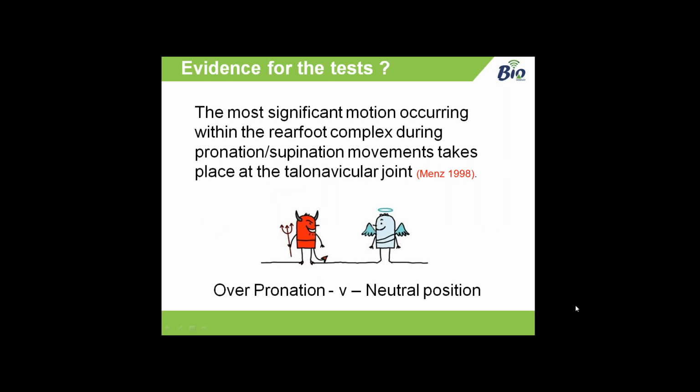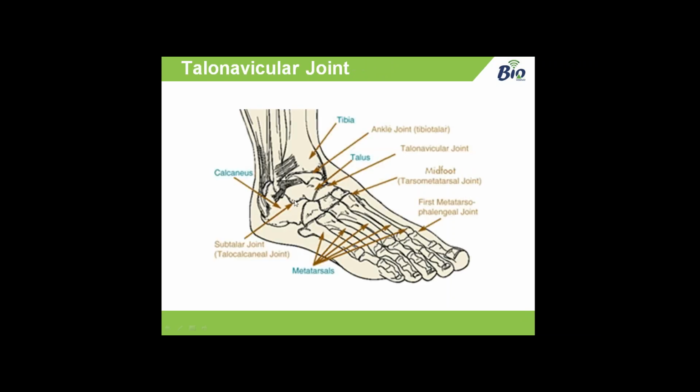Now, certainly when I first qualified, it was all about the subtalar joint, and everything seemed to revolve around this. The magical perfect position, the subtalar joint neutral, and then the dreaded overpronation. So we had the dreaded overpronation versus the perfect neutral position, and that's what we all set out to find. Menz, quite a few years ago, in 1998, said that the most significant motion occurring within the rearfoot complex during pronation and supination movements actually takes place at the talonavicular joint. So if we look at our little picture here, we've been concentrating on this area, and it's not to say you shouldn't, it's still a very important joint, but we should also be looking at the talonavicular joint and what that's doing. So that's important to bear in mind.